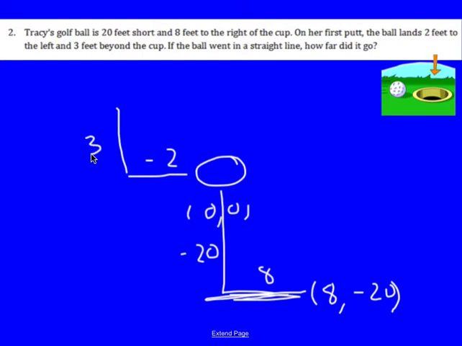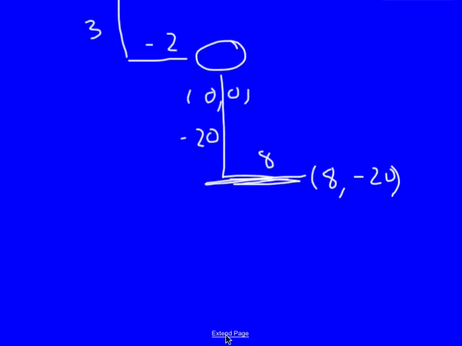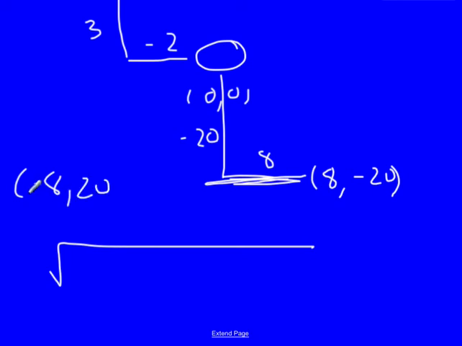So now I want to write out the coordinate point for that one. I'm going to do my horizontal distance first, which is -2, and then my vertical distance, which is 3. So I have -2, 3 and 8, -20. That's what I'm trying to calculate the distance between. Those 2 points are 8, -20, and -2, 3. We're trying to calculate the distance between those 2 points.